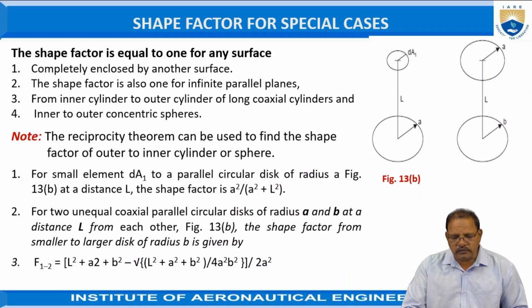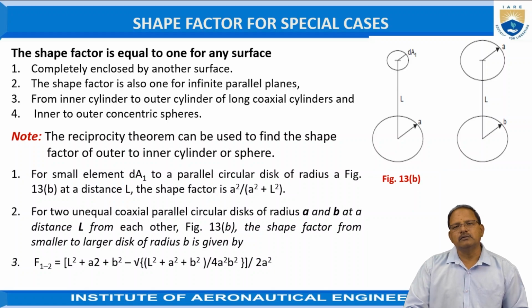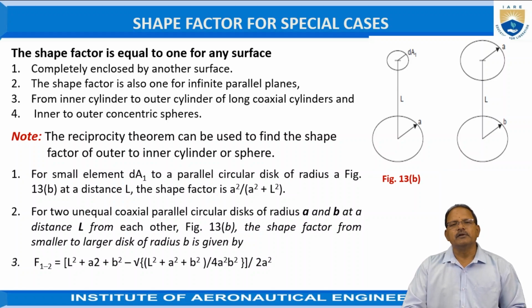Here are some cases we are considering regarding shape factor. The shape factor is equal to 1 for any surface completely enclosed by another surface. The best example is one ball inserted into another ball. In that case, for the heat energy flowing from the body at higher temperature to lower temperature, the shape factor is treated as 1. The second case: the shape factor is also 1 for infinite parallel planes. If the two surfaces are placed parallel to each other, in that case also the shape factor is 1.